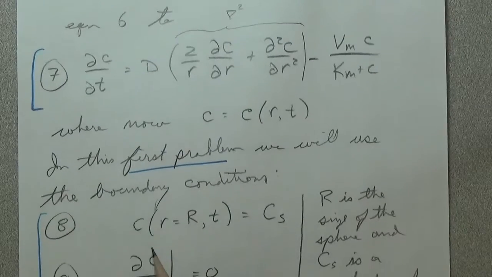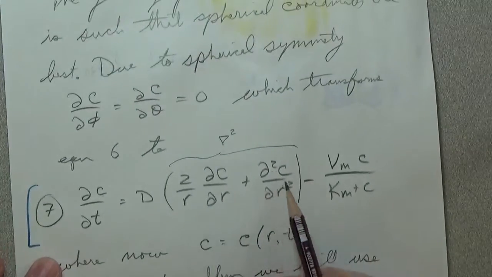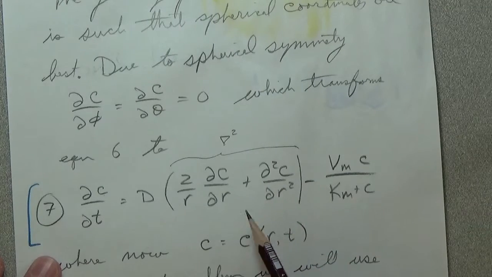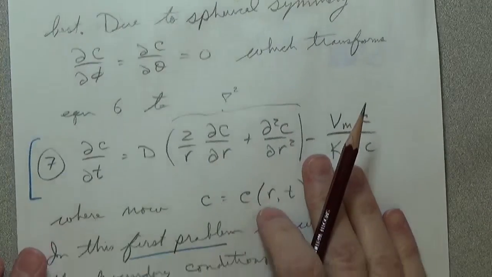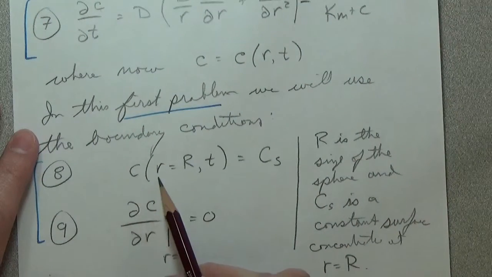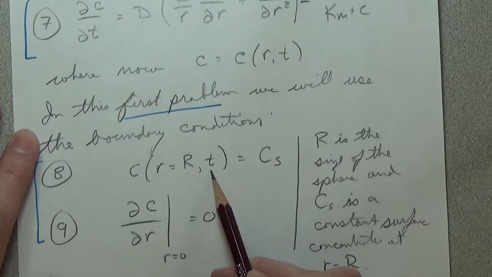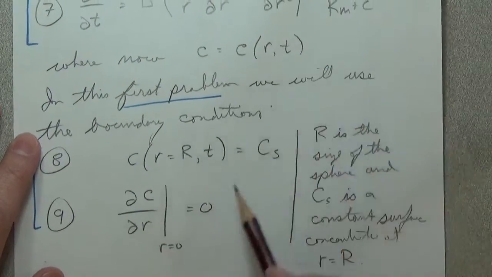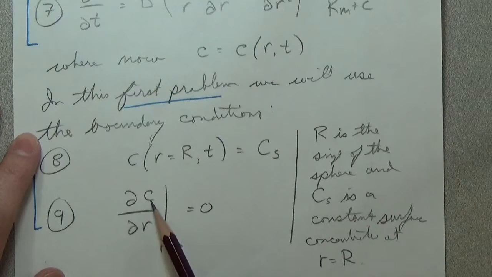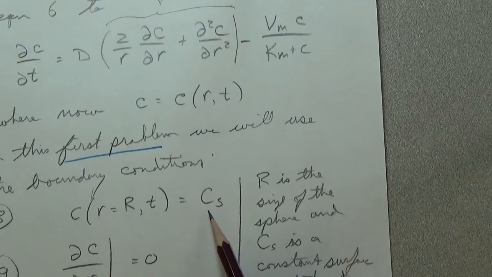So for this first problem, these are our boundary conditions. If you're taking a second derivative in a differential equation, that means you need two boundary conditions in order to satisfy the problem. Our first boundary condition is that the concentration where little r is equal to big R on the exterior is equal to Cs for all time. The second is that for all time, the derivative of C with respect to r at r equals 0 is equal to 0. And this Cs is a constant, so we're calling our exterior Cs.